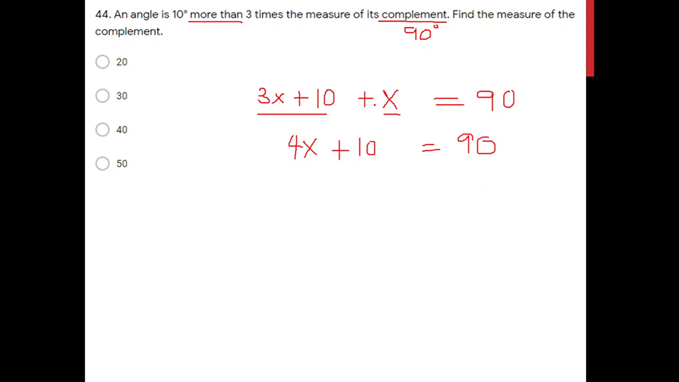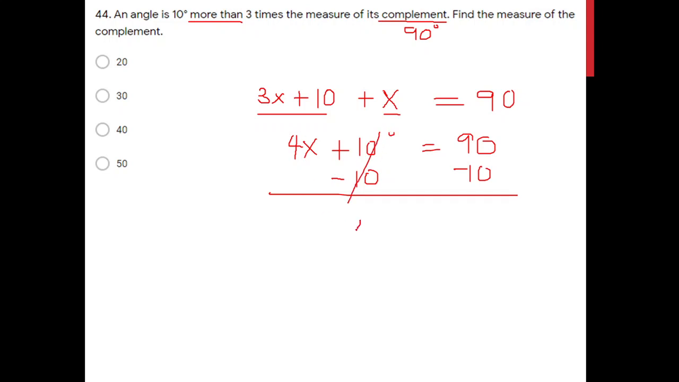But I need to know the measure of this one, so we need to solve for the value of x. So how do we solve for the value of x here? Again, I need to eliminate this one. I want my variable x here on the other side. So I'll add a negative 10 here and a negative 10 here. There. 10 minus 10 is 0.